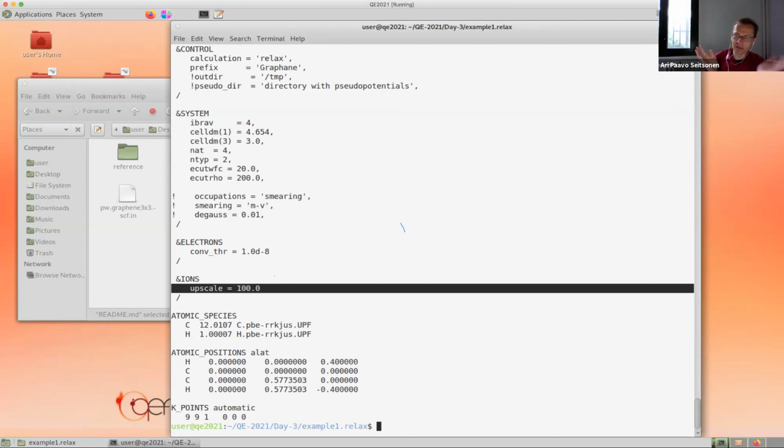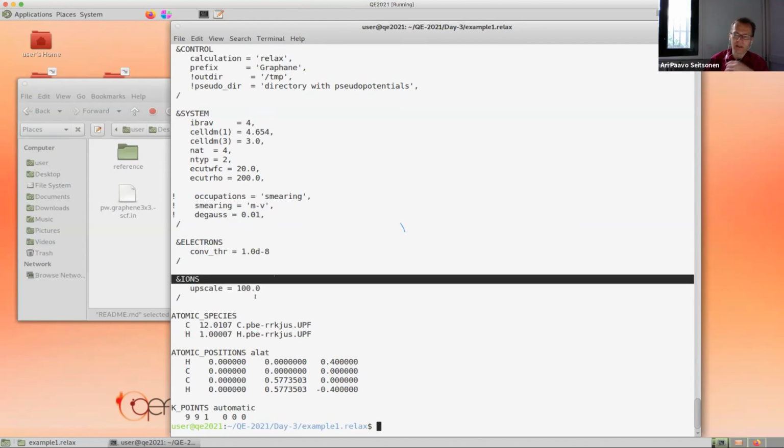So you might need 10 steps or 20 steps, and there are cases where I have needed hundreds of steps. The default is 50 iterations. In the ion section, you can put the variable to increase this. The other option is to make a restart, so you continue from the previous geometry.